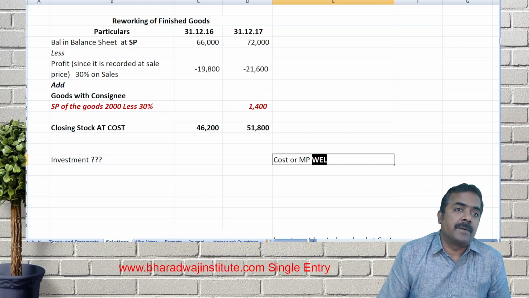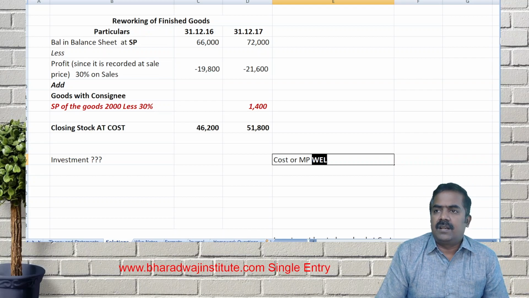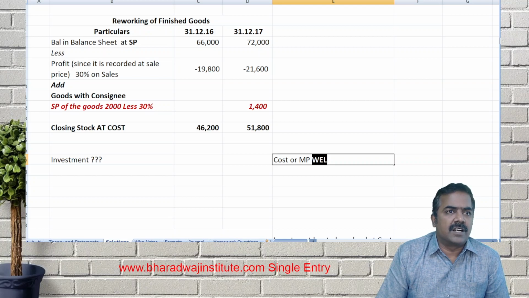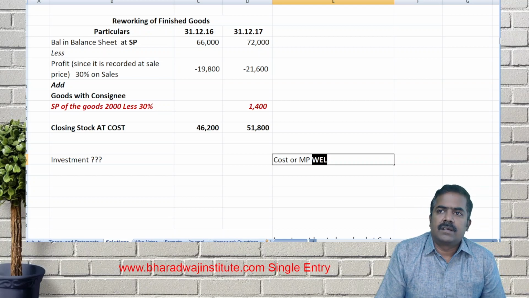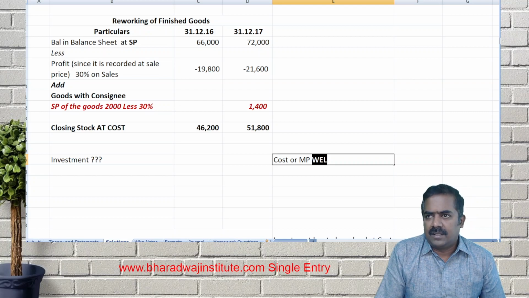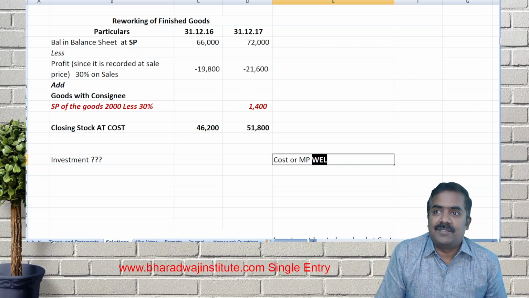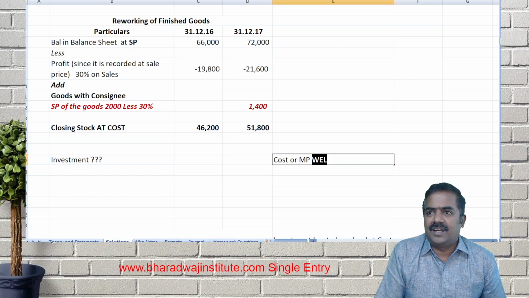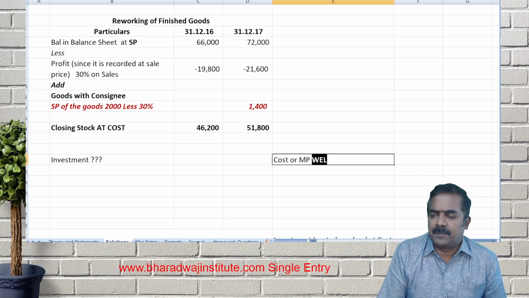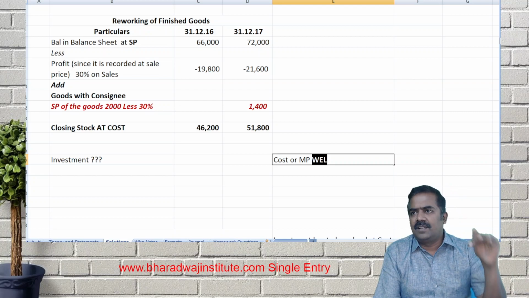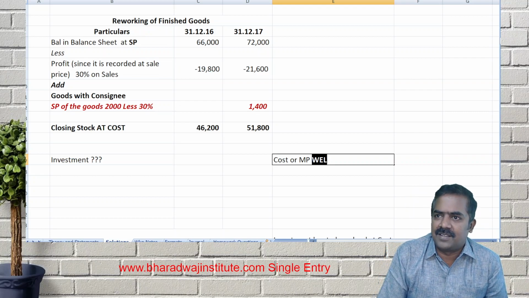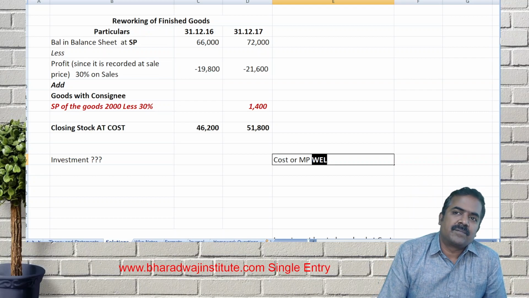Trade investments, when you keep on buying and selling, that will be valued at what? Cost or market price, whichever is less. Market price keeps fluctuating, so at the end of the year, cost or closing value, investment will be valued at. In between, we will not value it. Only for balance sheet purpose. Normally the valuation happens at the beginning of the year, that is for last year's balance sheet. End of the year for which one? Current year balance sheet.